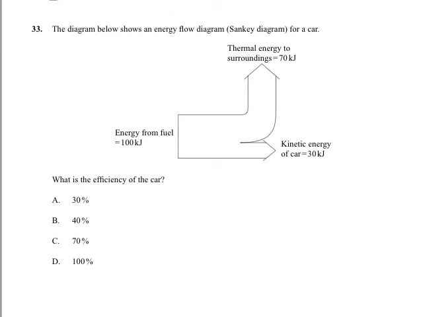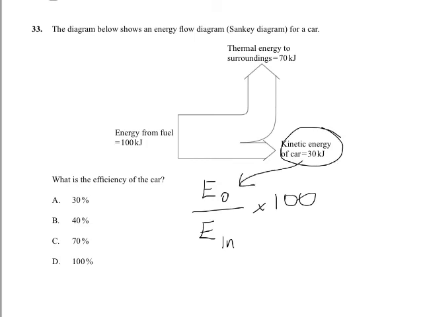Question 33. The diagram below shows an energy flow diagram for a car. The efficiency of the car, a very straightforward calculation, is the useful energy out over the energy in times 100. Okay, so if we have a look, the energy out is 30, the energy in is 100, so we end up with 30%.